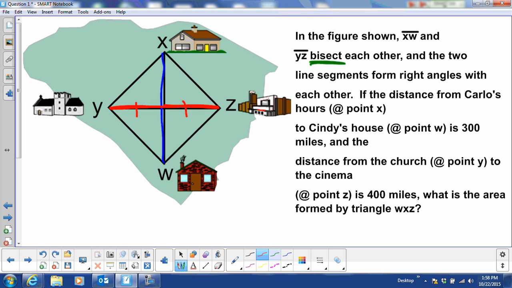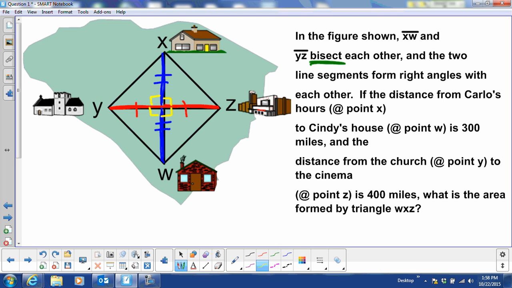And then it says that they bisect each other. So if the red line bisects the blue line, that means that this piece must be the same as this piece. So from the first part of the statement, we learned that those pieces must be equal to each other, the two blue pieces and the two red pieces. And then it says the two line segments form right angles with each other. So this must be a right angle, this must be a right angle, this must be a right angle, this must be a right angle.